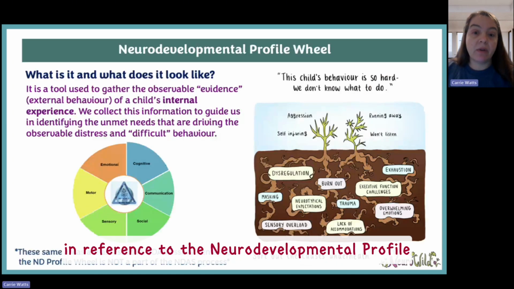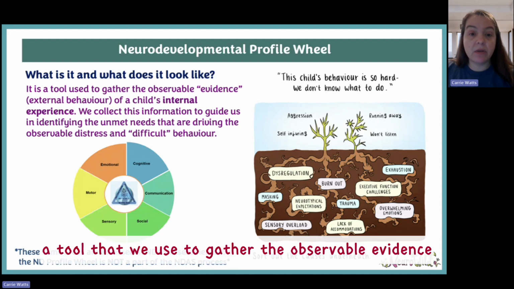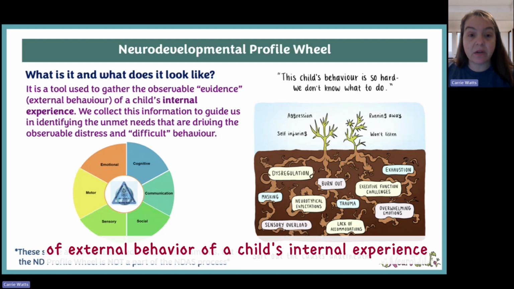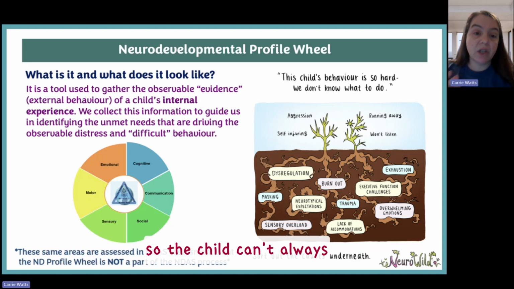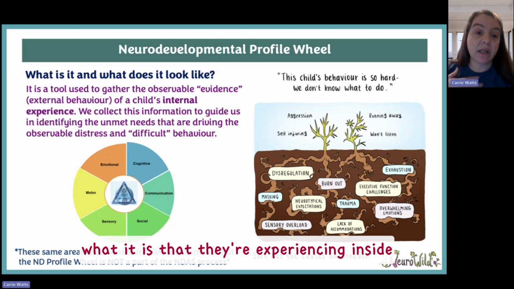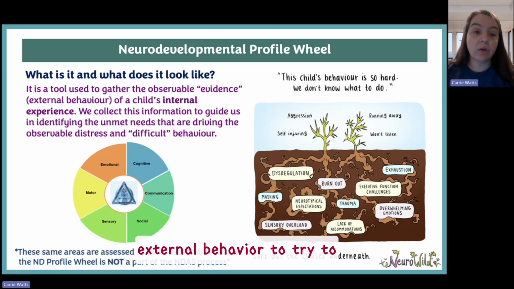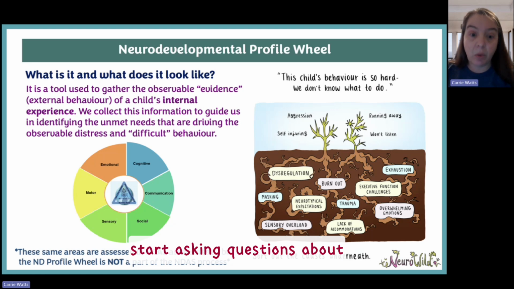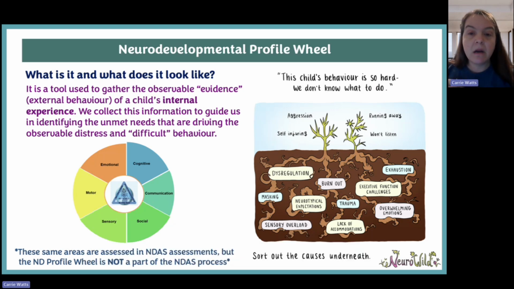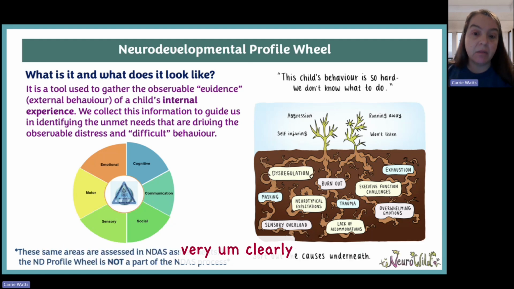We're talking about this in reference to the Neurodevelopmental Profile Wheel Tool, which is a tool that we use to gather the observable evidence of external behavior of a child's internal experience. So the child can't always verbalize or express to us explicitly what it is that they're experiencing inside, but we can try to use their external behavior to start asking questions about what they are experiencing and how we can make it better for them. The graphic there by NeuroWild expresses that very clearly.